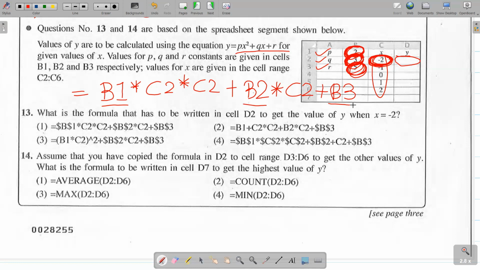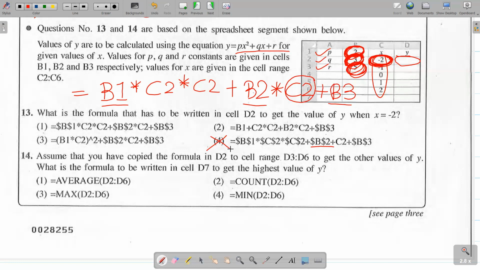The reason why I'm saying this is, let's go from the fourth answer, right? In the fourth answer, they say $B$1 into $C$2 into $C$2 again plus $B2. Here they only take $B2. That means only the B2 reference is there. The C2 part is missing. Because of that, the fourth one is wrong, right?